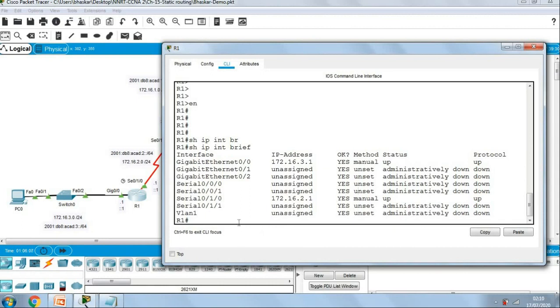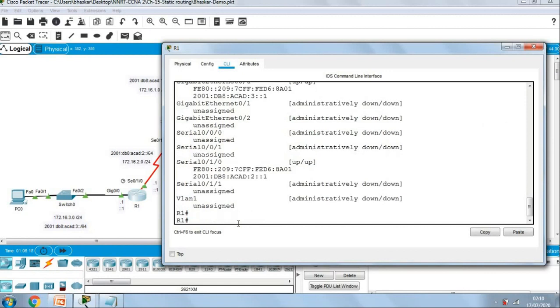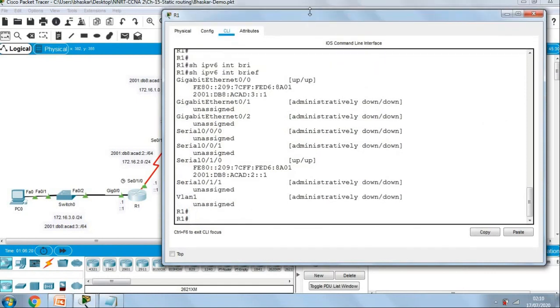Okay, right. If you want to check for IPv6, it's the same command: show IPv6 interface brief. If you check the IPv6 interface brief, you can also check G0/0. See here, 2001:DB8:3::1. That is what I assigned. Okay, so there are different ways to verify all these things.